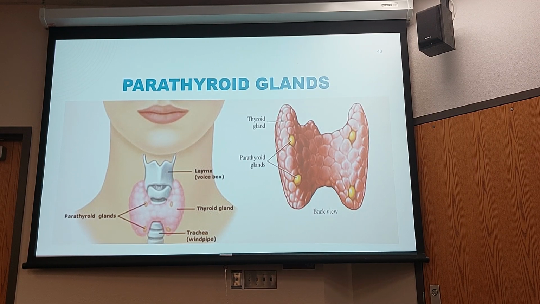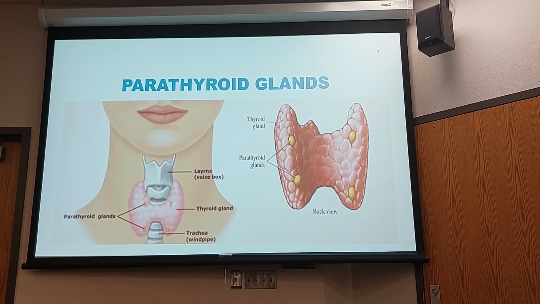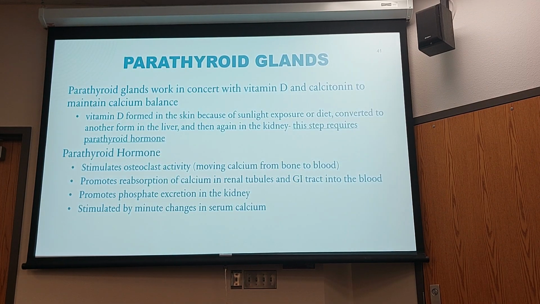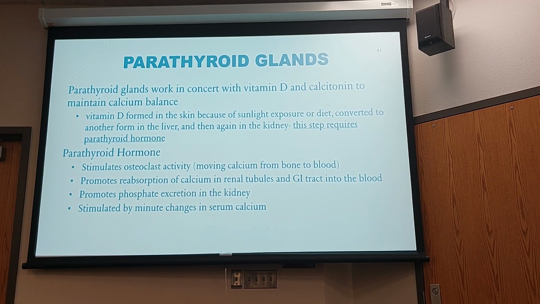What do you think the parathyroid glands secrete? PTH, parathyroid hormone. When you guys think about parathyroid, I want you to think about calcium.